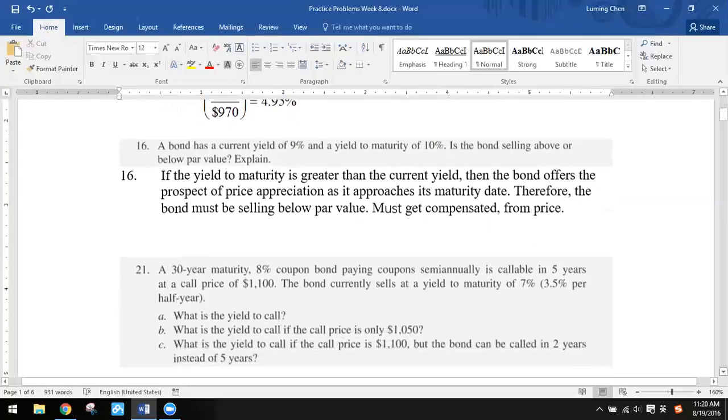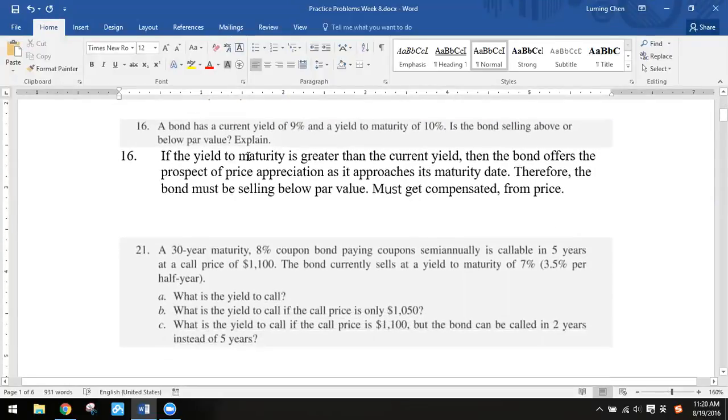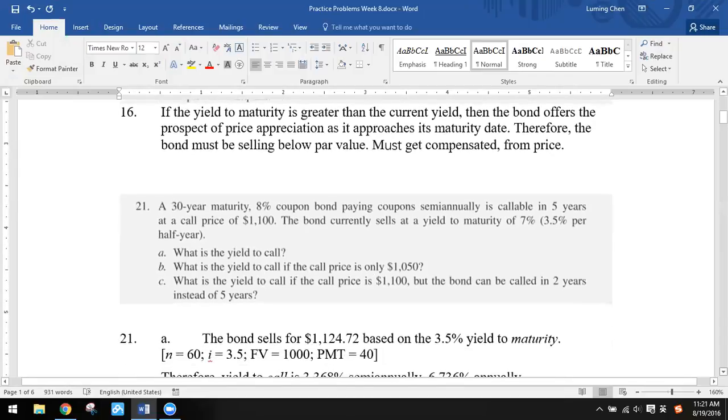Number 16, a bond has a current yield of 9% and a yield to maturity of 10%. Is the bond selling above or below par value? Explain. So the bond has a current yield of 9%. So the coupon over current price is 9%. And the yield to maturity is more than 9%. So where do you get the 1% from? You must get it from the price. So the bond must be sold below the par value, or sold at a discount, because you must get compensated from the price if the coupon does not give you the return.